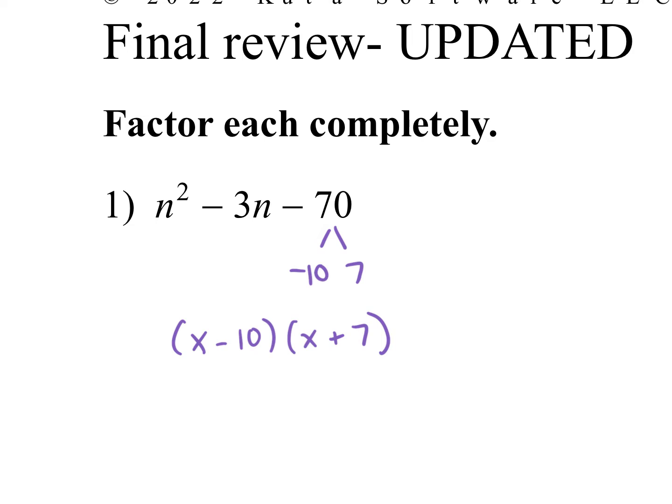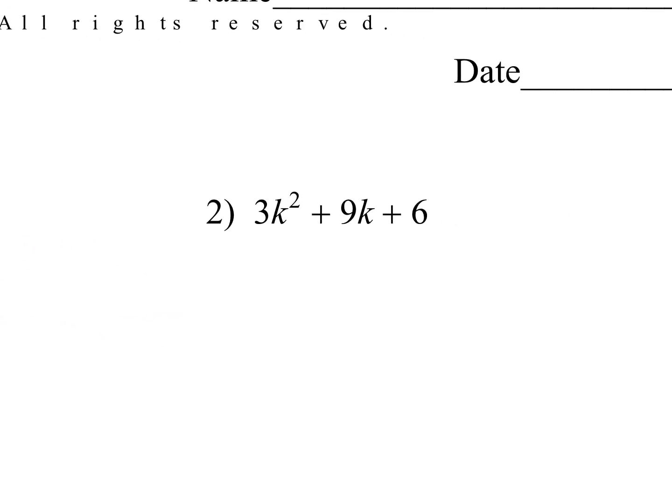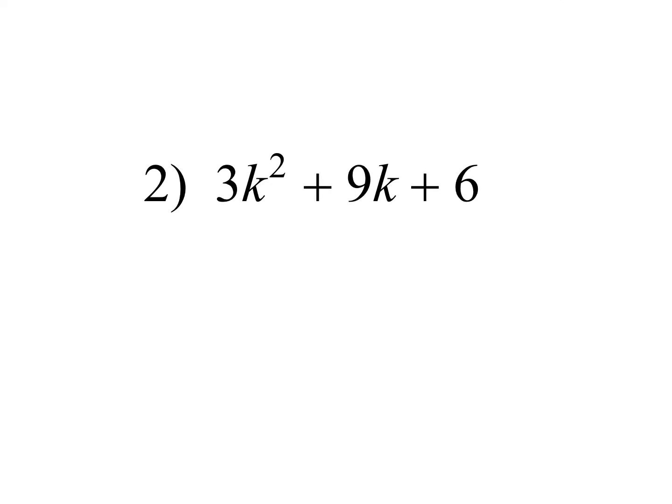All right, let's take a look at number 2. 2's a little bit different. What should I do first here? I could take out a 3 because I have a common factor, because it's easiest to factor this when my leading coefficient is 1. So I'm just going to divide everything here by 3.